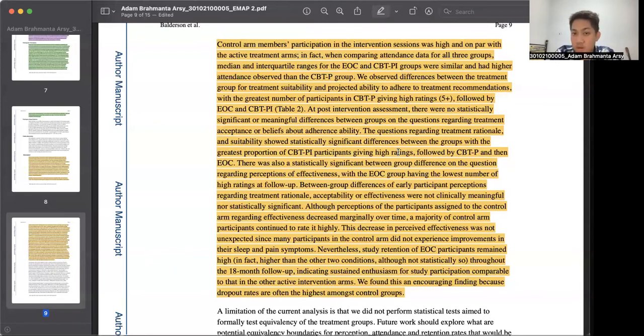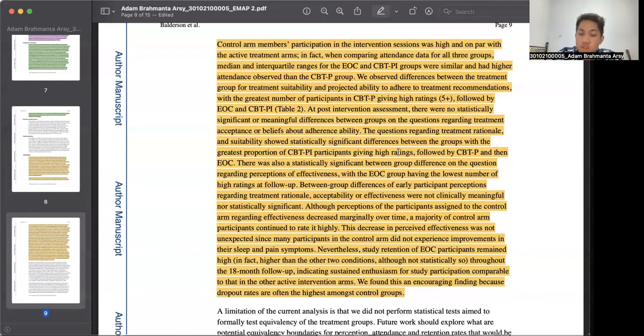Between group differences of early participants' perceptions regarding treatment rationale, acceptability, and effectiveness were not clinically meaningful and not statistically significant, although perceptions of the participants assigned to the control arm regarding effectiveness decreased marginally over time. A majority of control arm participants continued to rate it highly.